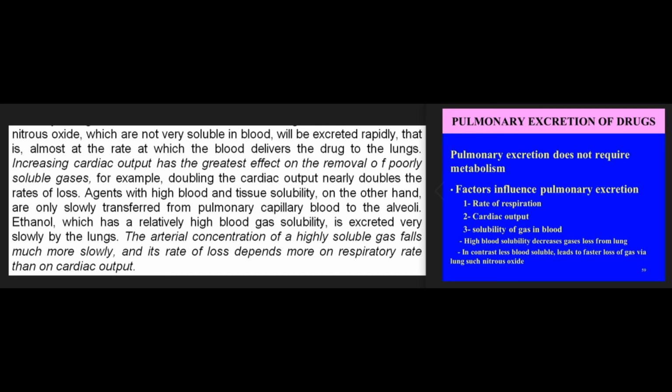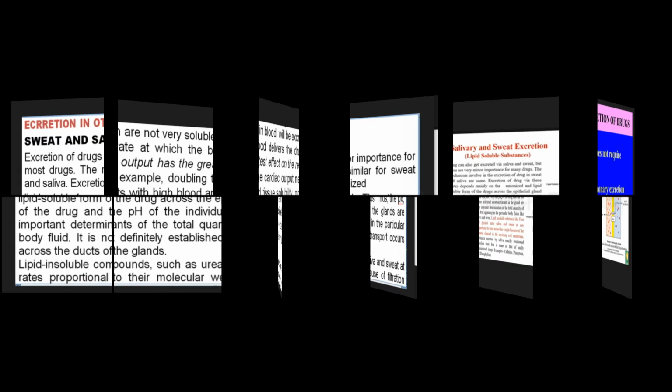Agents with high blood and tissue solubility, on the other hand, are only slowly transferred from pulmonary capillary blood to the alveoli. Ethanol, which has a relatively high blood gas solubility, is excreted very slowly by the lungs. The arterial concentration of a highly soluble gas falls much more slowly, and its rate of loss depends more on respiratory rate than on cardiac output.